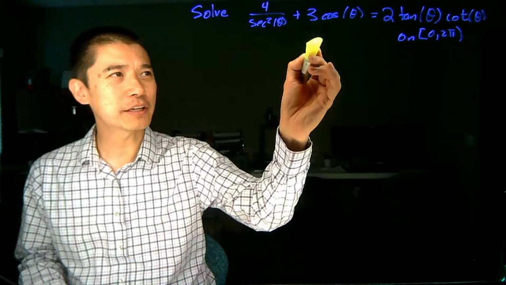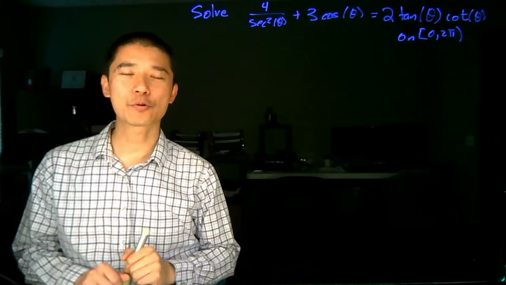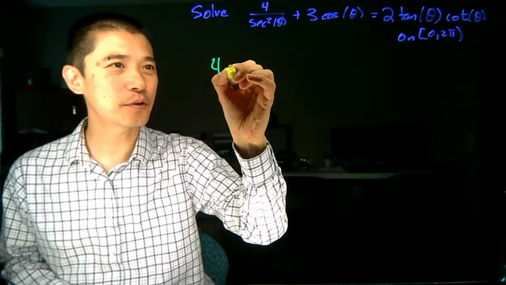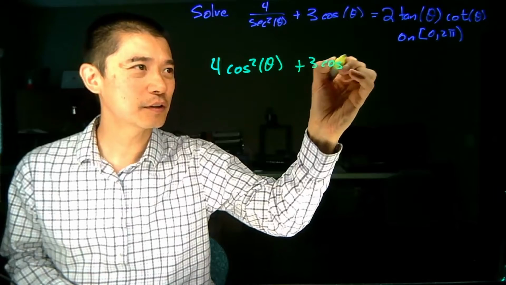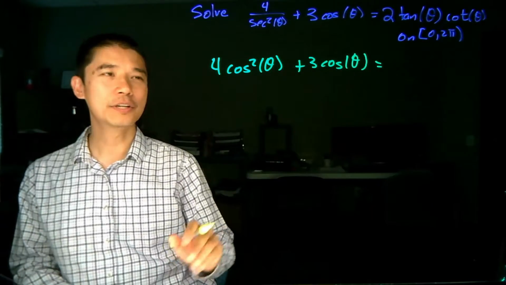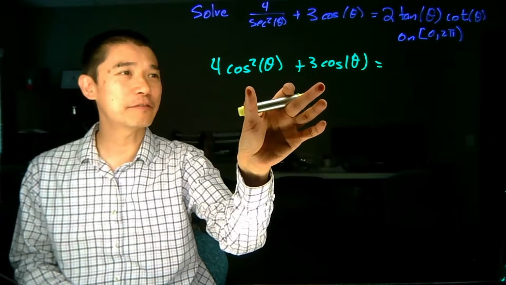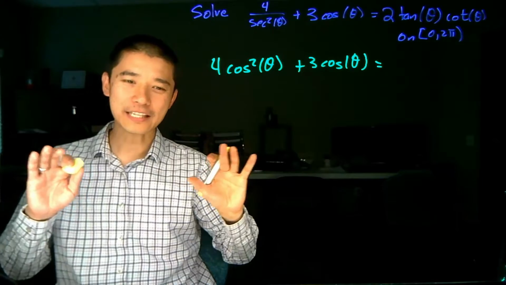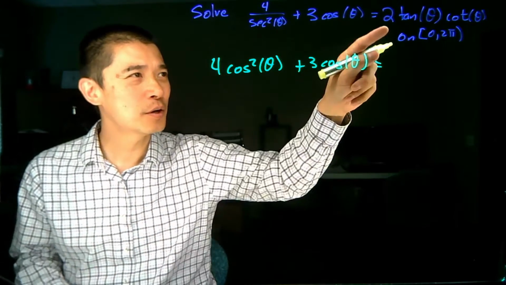The first thing to recognize is that 1 over secant squared theta is one of the reciprocal identities. This is actually just cosine squared theta. So 4 cosine squared theta plus 3 cosine theta is equal to... Before we talk about the right-hand side, notice that this left-hand side has simplified significantly already by just recognizing one substitution. You may not see it all at once, but as long as you're making forward progress, that's a good sign. What can we do with this?